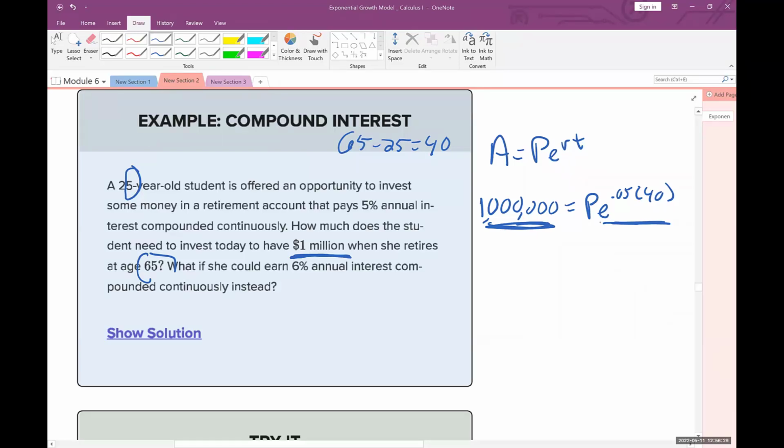Okay, but my point in underlining these things, that this was a number, that's a number, is that we can divide by the e to the 0.05 times 40.